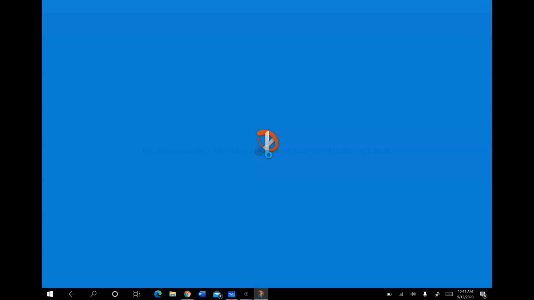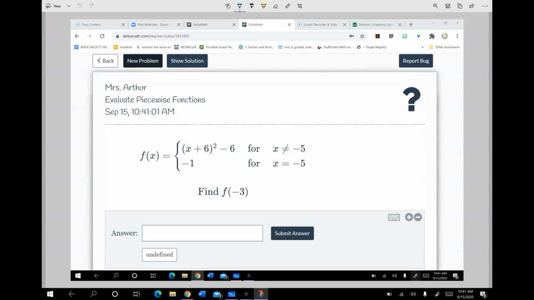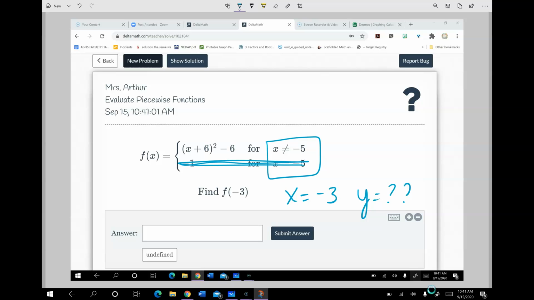So this one, I've got to use this. It's saying x equals -3. Now this one's a good one. See how it says x cannot equal -5, and this one says x equals -5. Well, does -3 equal -5? No, -3 does not equal -5. So I'm going to use this one, and I'm going to plug in. We're going to say -3 plus 6 squared minus 6.